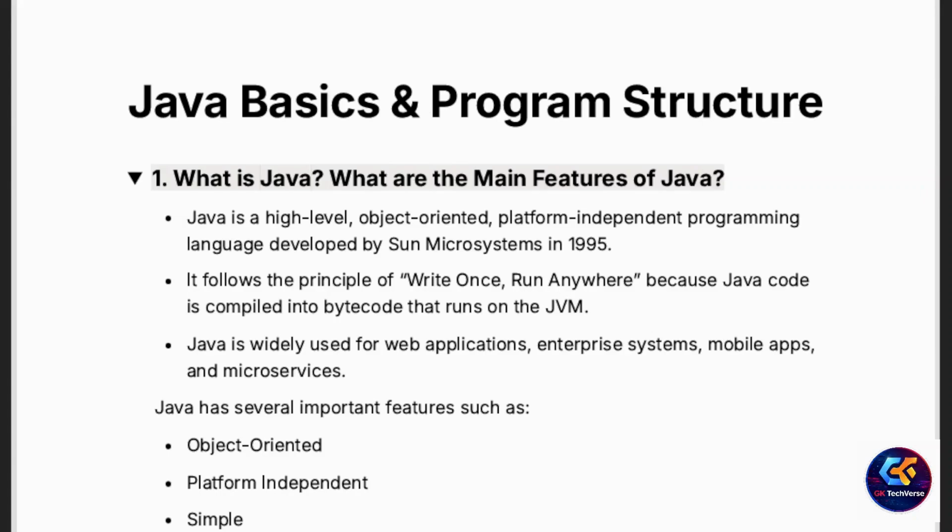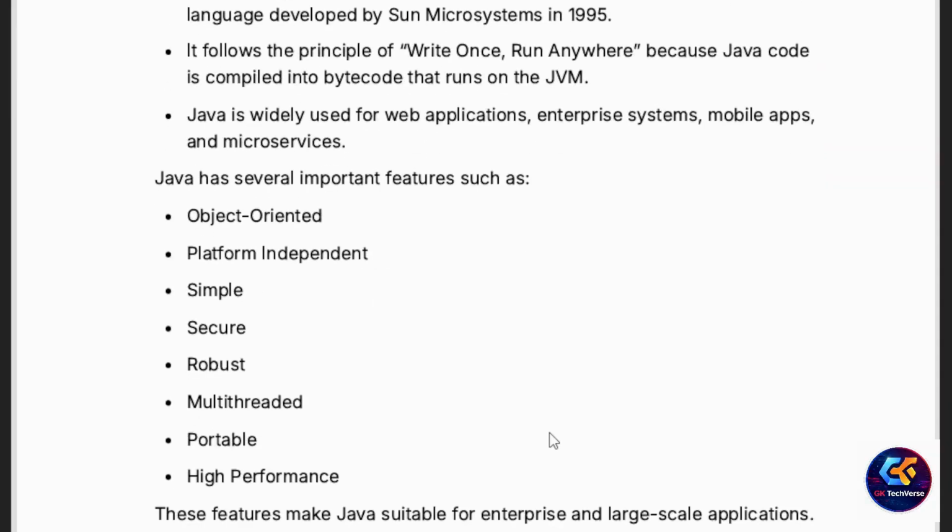The main features of Java are: object-oriented, platform-independent, simple, secure, robust, multi-threaded, portable, and high performance. These features make Java suitable for enterprise applications, banking systems, web applications, Android development, and microservices.